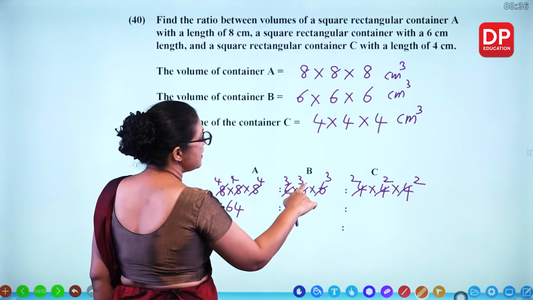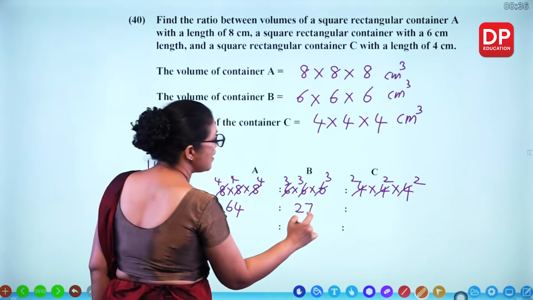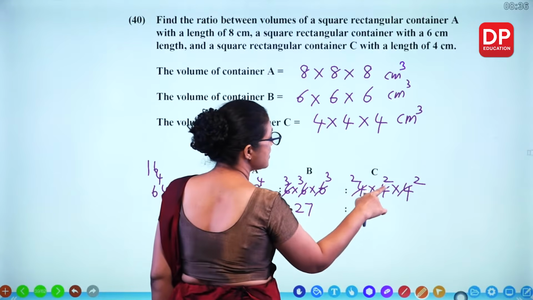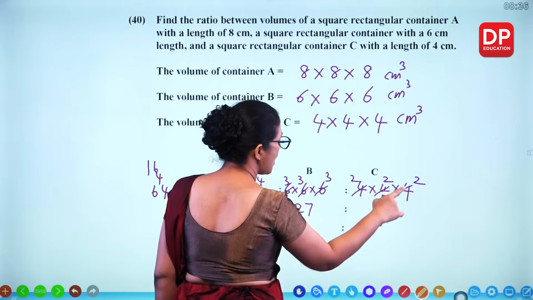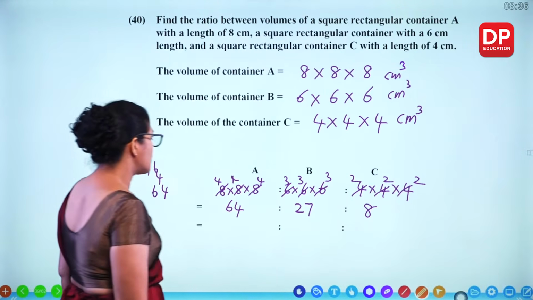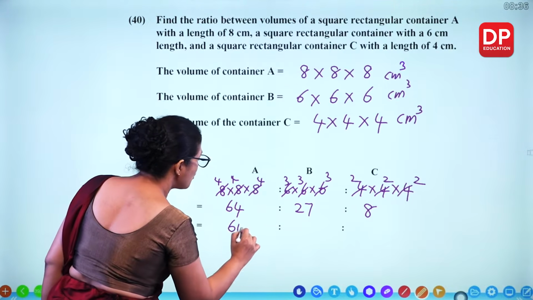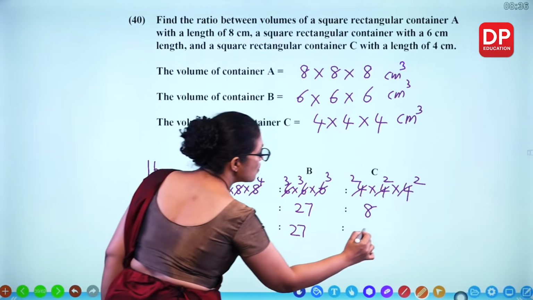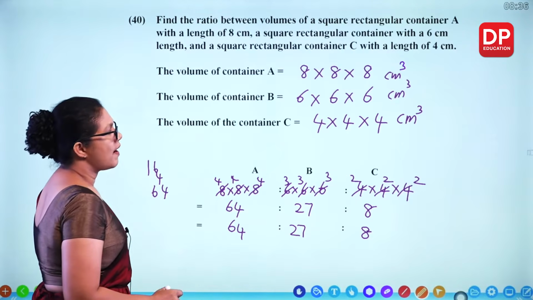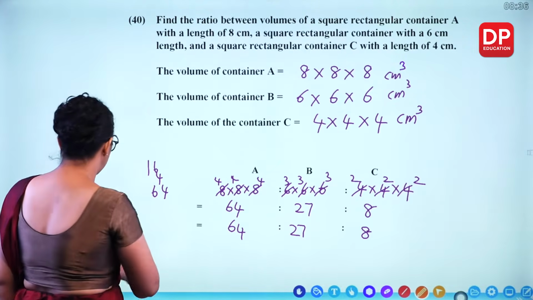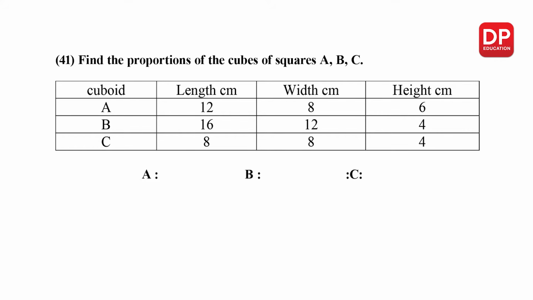3 times 3, 9. 9 times 3, 27. And 2 times 2, 4. 4 times 2, 8. So what's the ratio? 64 to 27 to 8. You can't simplify further. Find the proportions of the cubes of squares ABC.